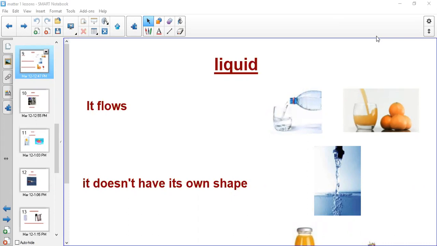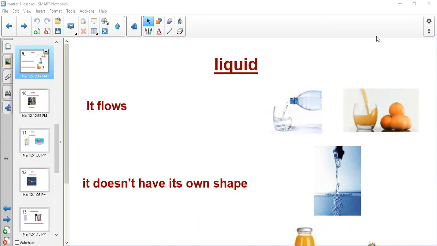And we said that a solid keeps its shape. A solid has its own shape, like a chair, table, pencil, pen. We have different examples of solids, and we covered what solids are in term 3. But in term 4, we will speak about what liquids are, and liquid is the second form of matter.